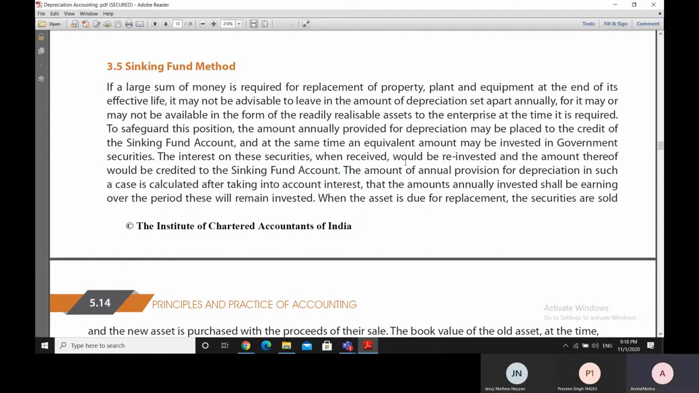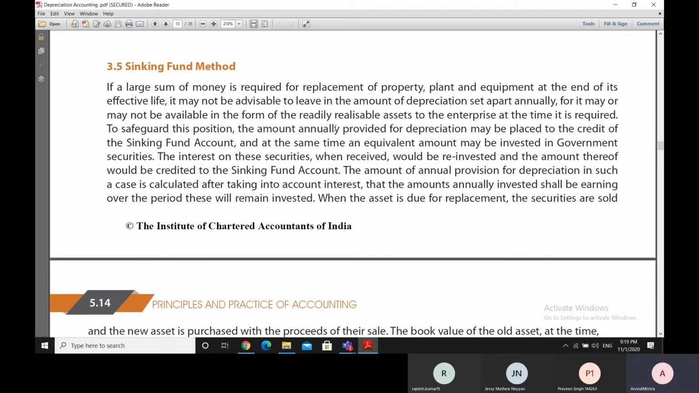Now, if a large sum of money is required for replacement of any property or any plant or equipment at the end of its effective life, when some property, plant or equipment has completed its useful life, and we are supposed to replace that thing with a new one, it may not be very advisable to leave the amount of depreciation set apart annually, for it may or may not be available in the form of readily realizable assets to the enterprise at the time it is required.